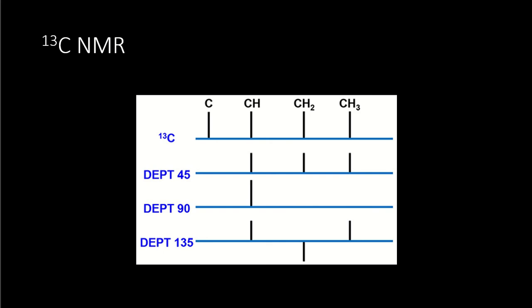And for DEPT NMR where we have a polarization angle of 90 degrees, that allows for revealing which peaks on the broadband decoupled spectra are specifically for carbons that only have one hydrogen attached. So DEPT 90 should only show peaks for the carbon environments with one proton attached. And then DEPT 135 gives a good range of information.